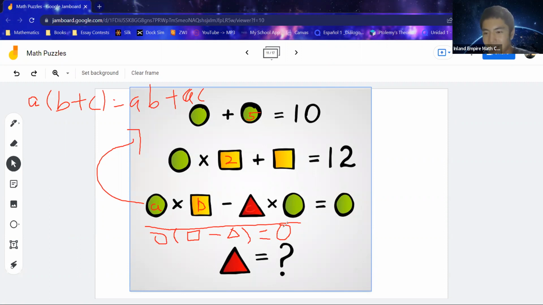Joyce, does that make sense? All right, hopefully it does. But anyways, since a circle times a square minus a triangle is equal to a circle, we can just divide both sides by the circle. So we get that a square is equal to a triangle. A square is equal to 2, so triangle is equal to 2.